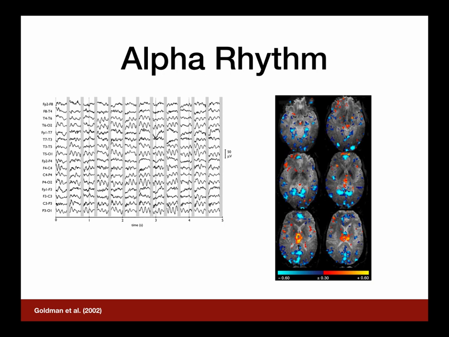Two nice examples of studies that have done simultaneous EEG-fMRI. Goldman in 2002 collected just alpha rhythms inside the scanner, using, at the time, fairly creative pulse sequences, and then tried to correlate the amount of alpha activation with fMRI and found that, in particular, alpha tends to be fairly predictive of negative BOLD activation inside the scanner.